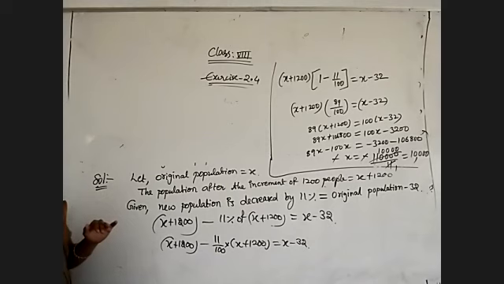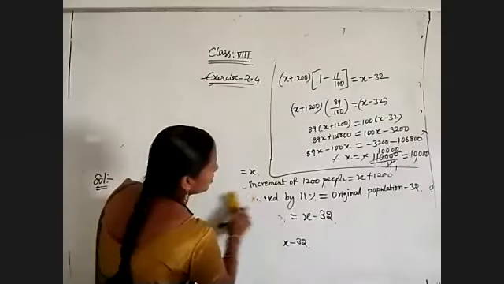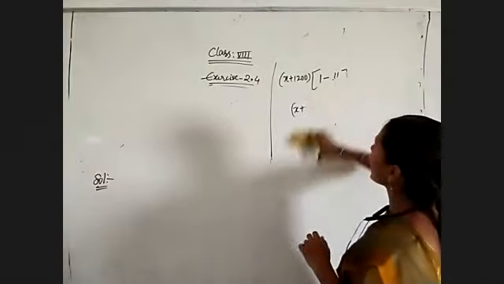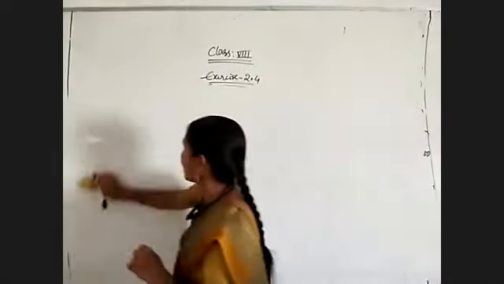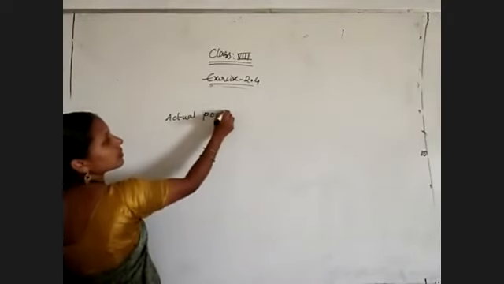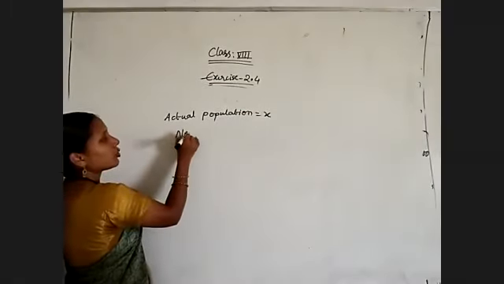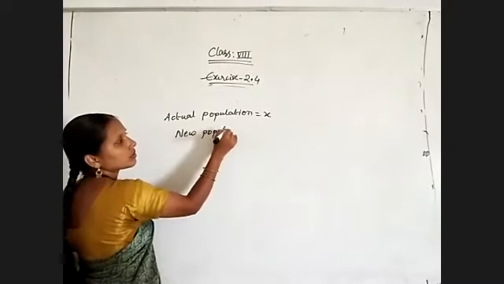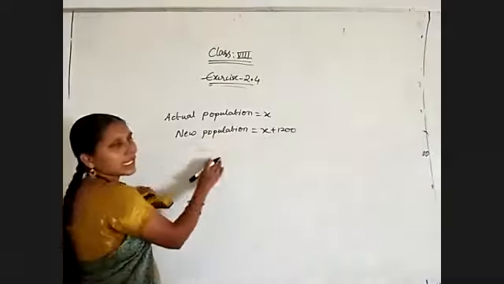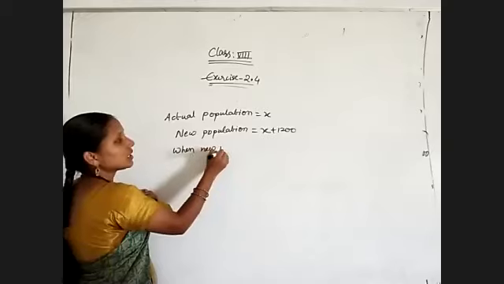Once again I will explain. Listen. So the actual population is x. Let the actual population be equal to x. After 1200 increment, the new population will be equal to x plus 1200.